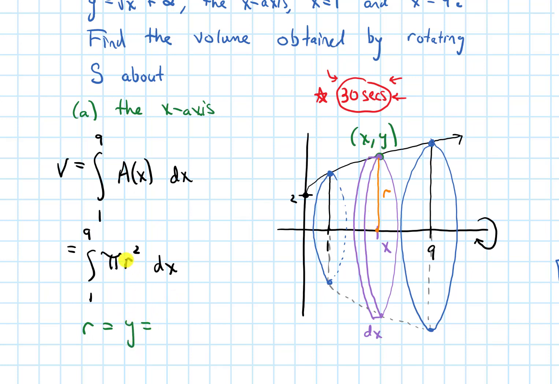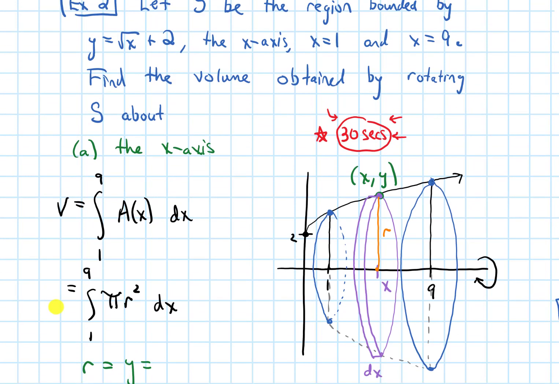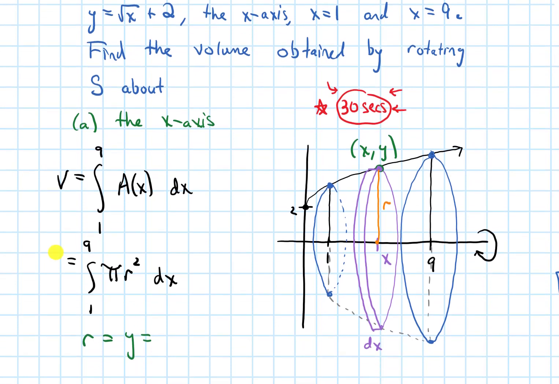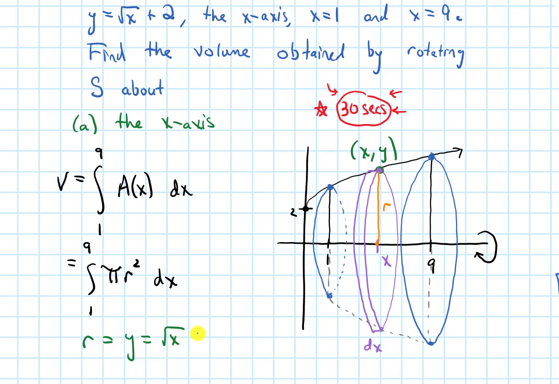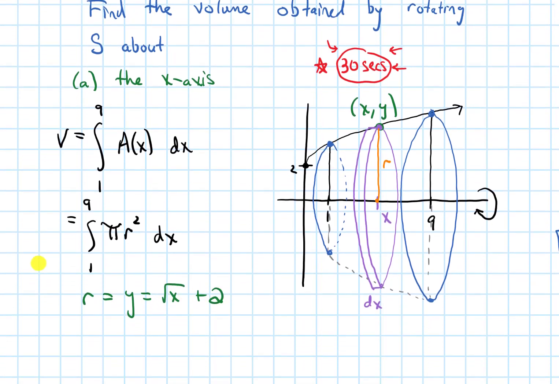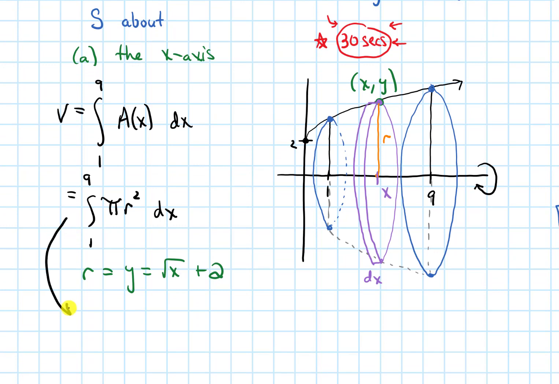But I don't just want to plug in y, because then my variables are still mismatched. But I know what y is in terms of x. y is the square root of x plus 2. So that is what I'm going to plug in. All right, so this is going to give me the integral from 1 to 9. Let's pull out the pi because it's a constant, and then we'll get r squared, which is the square root of x plus 2, being squared, dx.